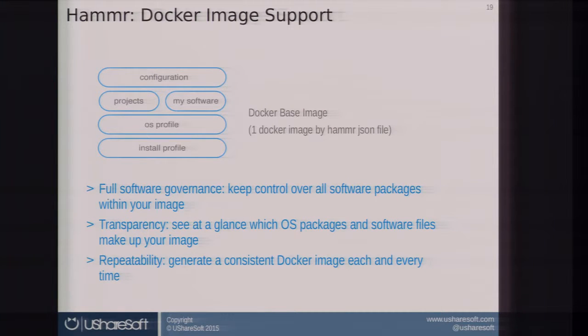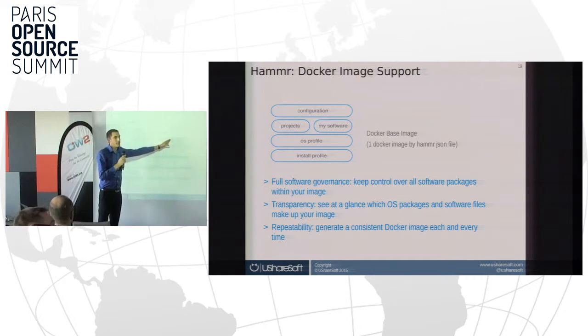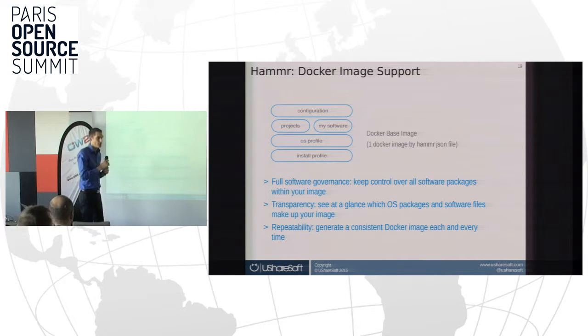Regarding Docker, it's quite new in Hammer and UForge. What we support today is the compatibility to create Docker-based images. I don't know if some people in the room know Docker, but what we mean with Docker-based images is that one Docker image will be created for one Hammer JSON file. So all the stack will be generated into one Docker container. We have no notion of layer.